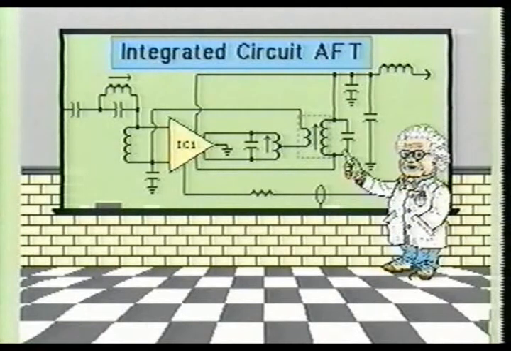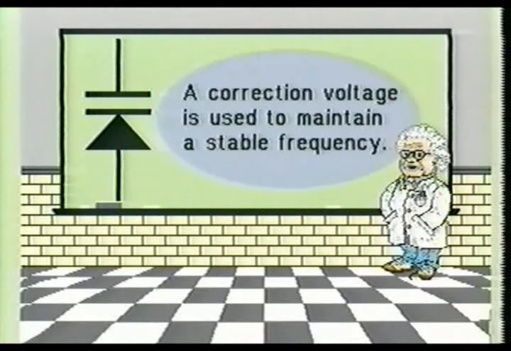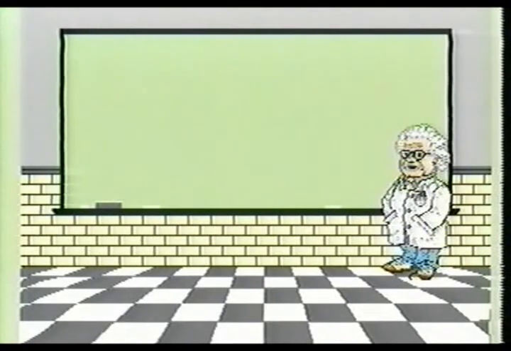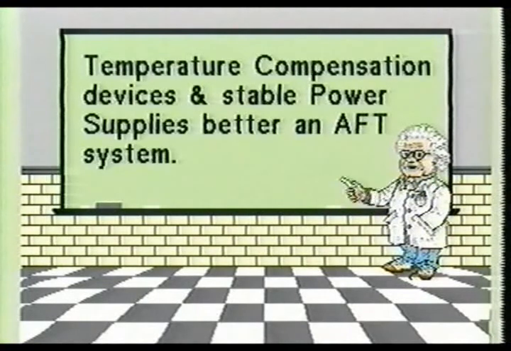Integrated circuits are used in most newer television receivers for detecting, amplifying, and correcting errors in frequency drift. Varactor diodes in the tuner's local oscillator circuit use a correction voltage to maintain a stable operating frequency. Temperature compensation devices and very stable power supplies help ensure tight frequency specifications.